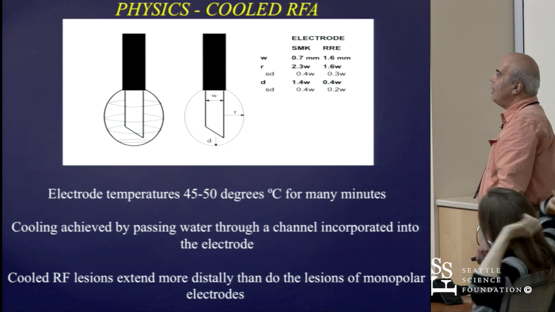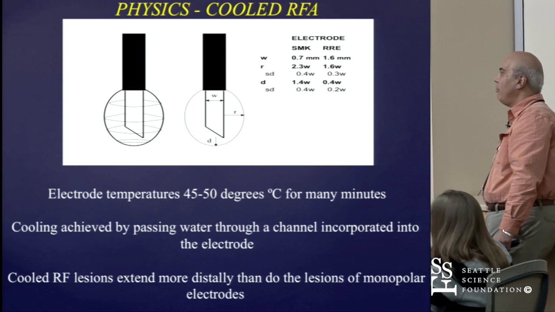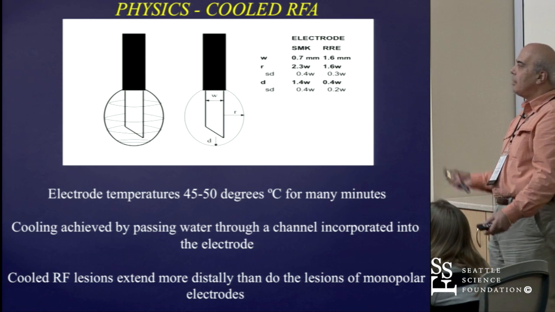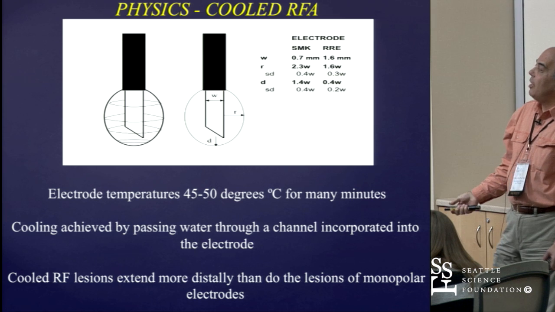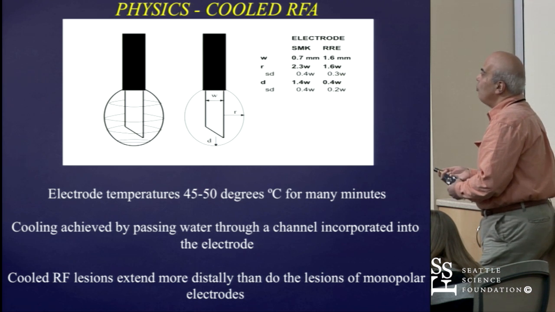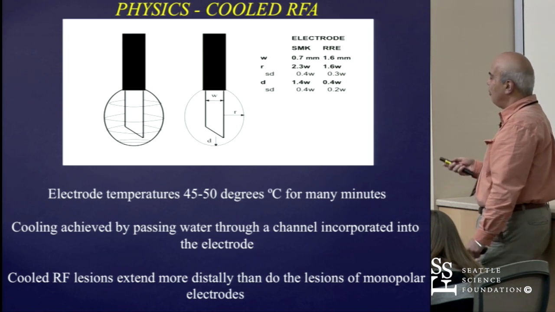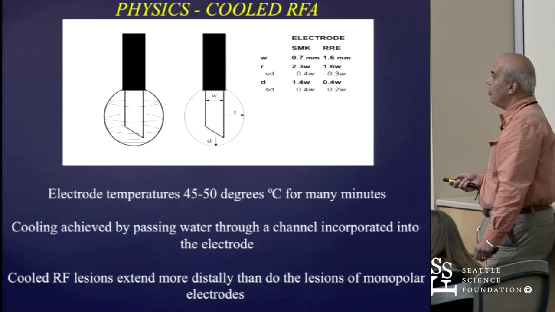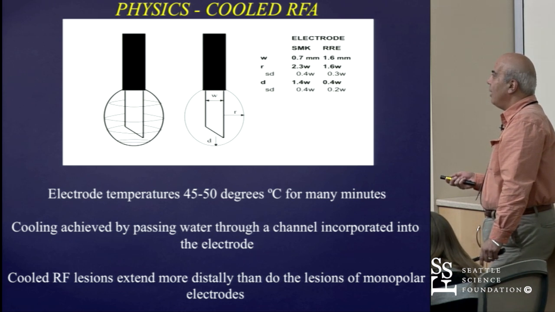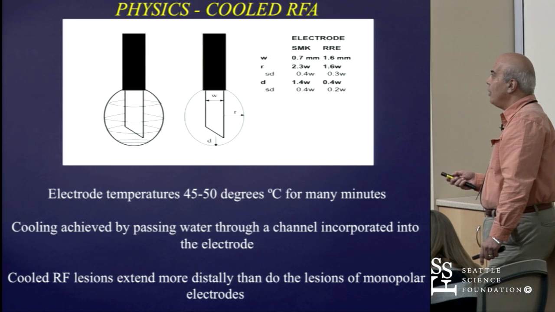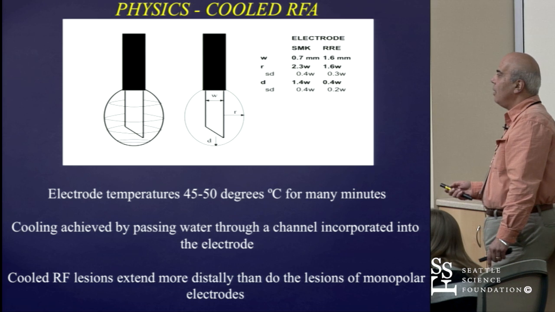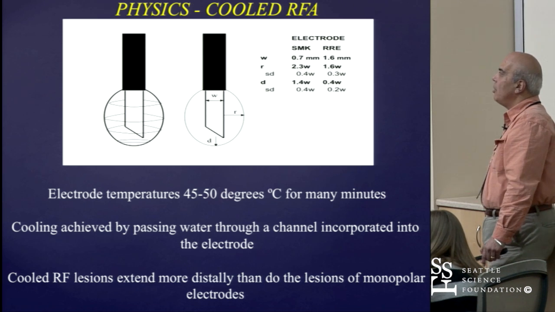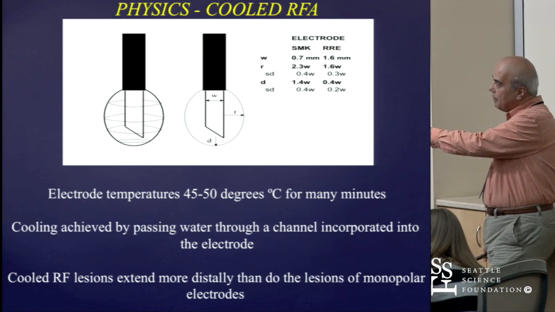Usually, the recommended temperature for cooled RFA is between 45 and 50 degrees Celsius for many minutes. Cooling is usually achieved by having water pass through a channel incorporated into the electrode. Usually, the cooled RFA lesion seems to extend more distally than similar lesions performed with monopolar electrodes.